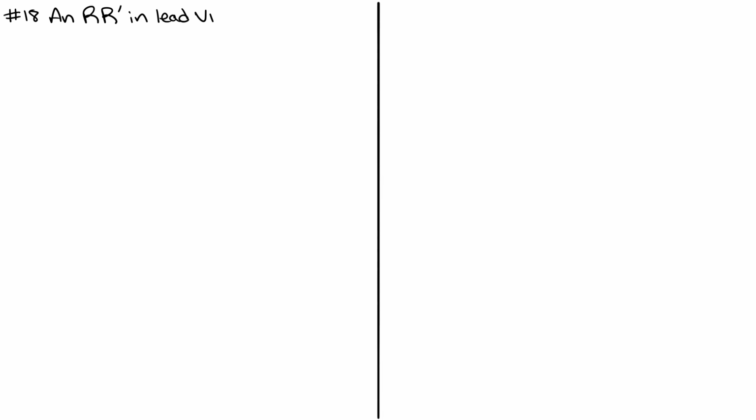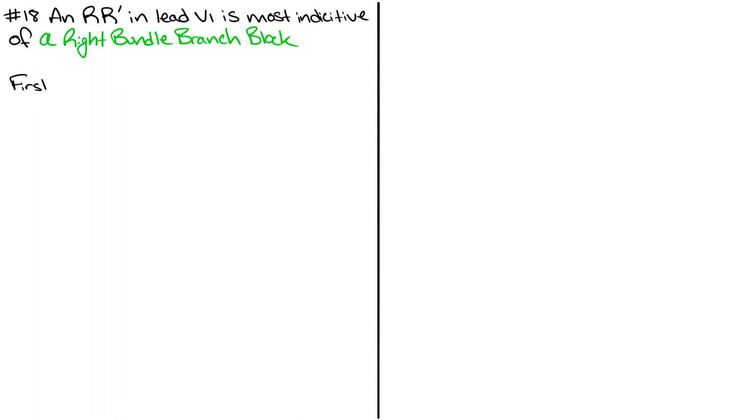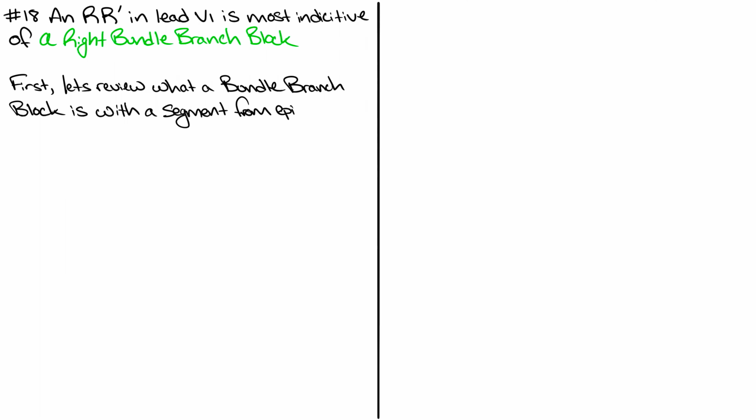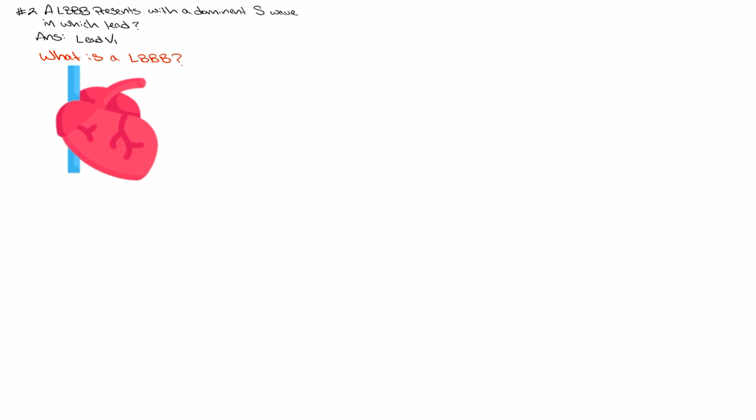Alright, moving on to question 18. An RR prime in lead V1 is most indicative of a right bundle branch block. First, let's review what a bundle branch block is from a segment from episode 1. A bundle branch block disrupts the electrical flow through the cardiac muscle. See, normally you'll have an electrical impulse that starts at the SA node, travels down to the AV node, and then spreads out through the bundle of His and the Purkinje fibers.